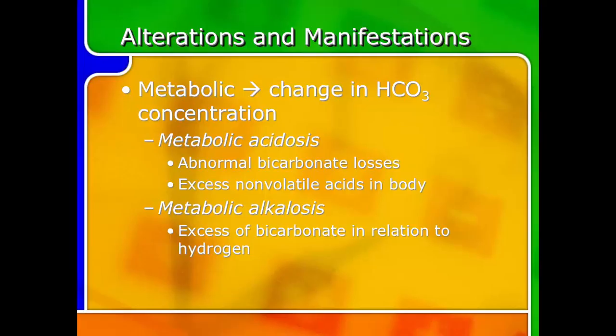Metabolic imbalances are primarily changes in your bicarbonate concentration. In metabolic acidosis, the pH is less than 7.35 and your bicarbonate is less than 24. This can develop from abnormal bicarbonate losses or excess non-volatile acids in the body. Metabolic alkalosis is an excess of bicarbonate in relation to hydrogen, and you will have a pH greater than 7.45 and a bicarbonate greater than 28.